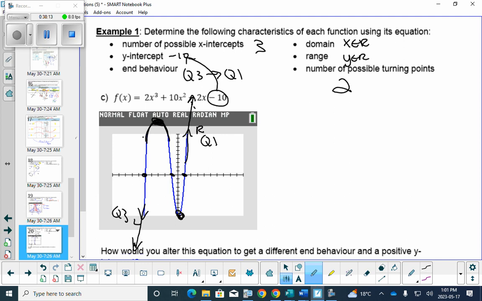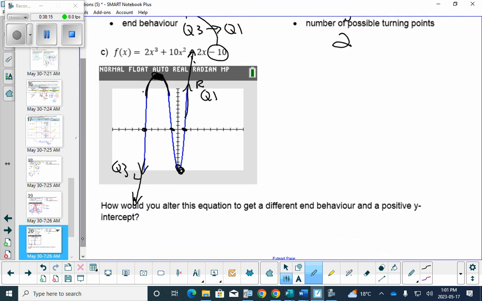Now, there's a part B to this question. This is typical of the long answer questions on the diploma. On a diploma, this could be question A: here's the equation, give us all the properties. And then part B might be to write a sentence. It says, how would you alter the equation to get a different end behavior and a positive y-intercept? So what would you do to get a different end behavior? What would you have to change?